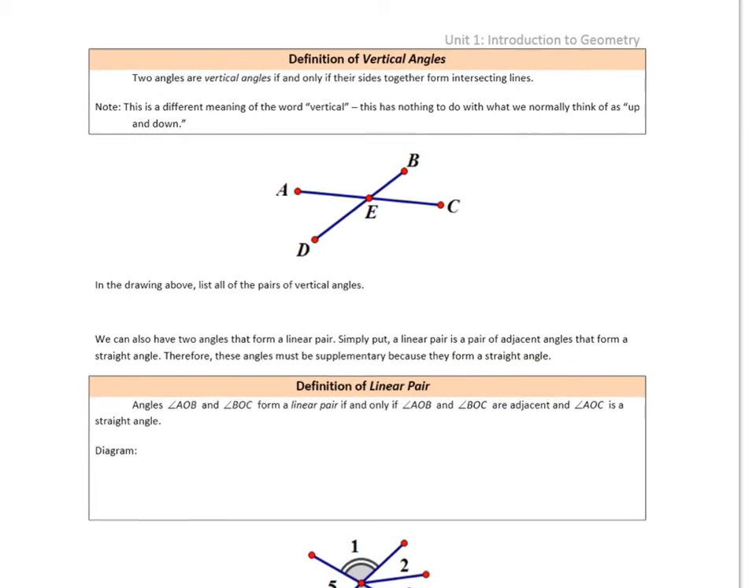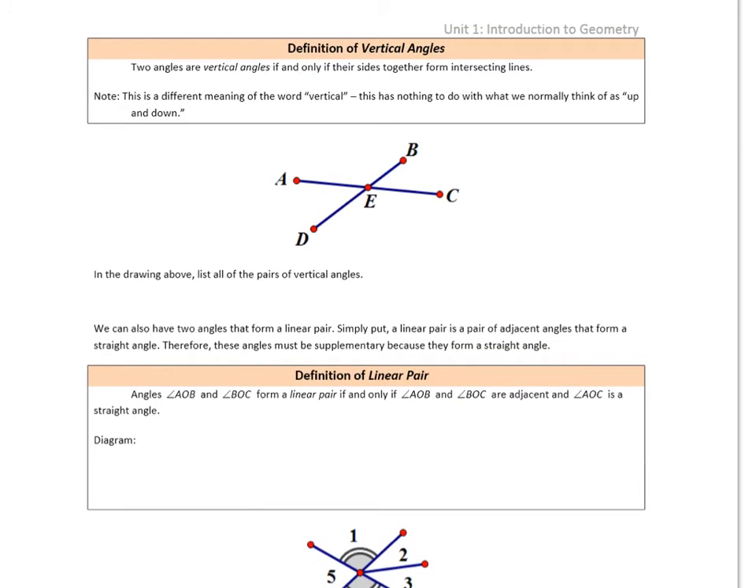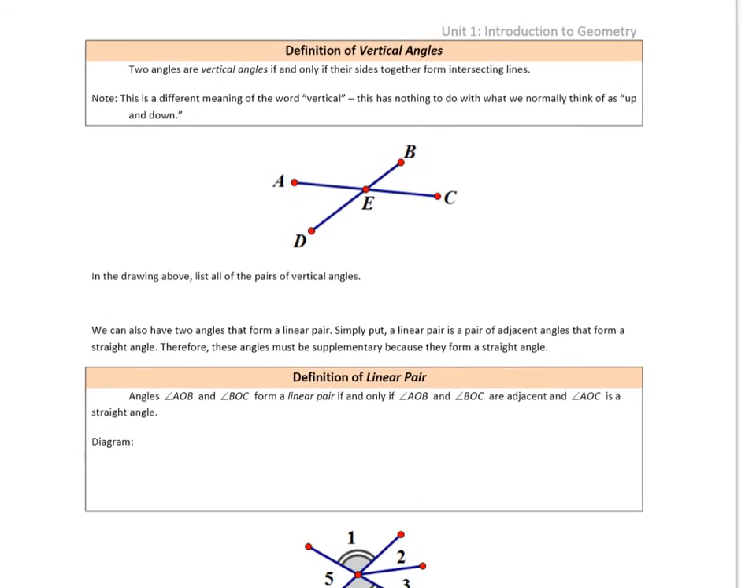The definition of a vertical angle: we say that two angles are vertical angles if and only if their sides together form intersecting lines. This has a different meaning to the word vertical. It has nothing to do with up and down. So while yes, these two angles happen to be vertical angles, they are up and down, angle AED, this guy, and angle BEC, this guy, are also vertical angles.